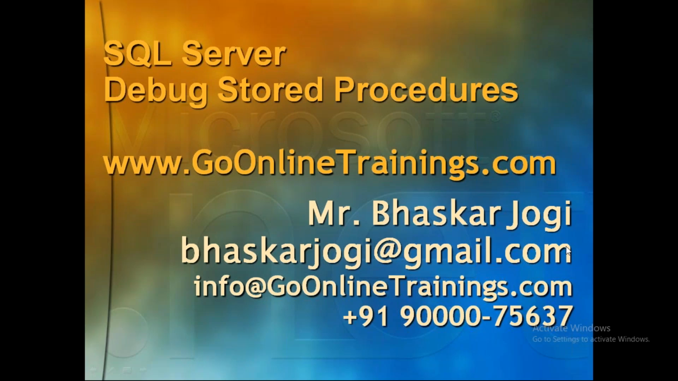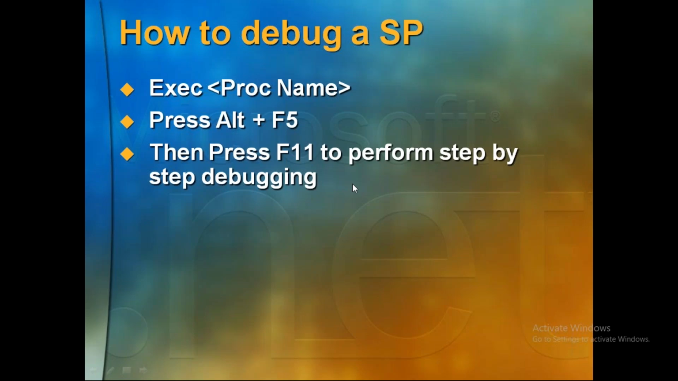Now, if you want to execute the stored proc, normally we click on the execute button, right? Or we press F5 to execute it. But if you want to debug a stored procedure, you have to use execute proc name, and if you have input and output parameters, you have to supply them there. And instead of pressing F5, you have to press Alt and F5 together. Clear? After that, you have to press F11 to perform step-by-step debugging.